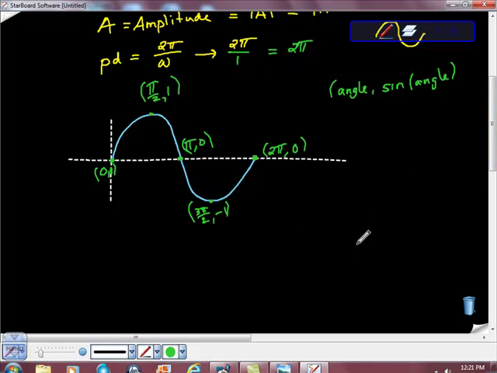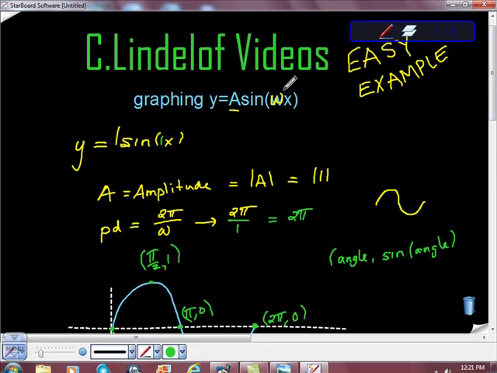I'm going to do another example next, which is a little bit different. I'm going to change this omega value right here. I'm going to do another video right this second, and change the omega value and see what that does. All right?